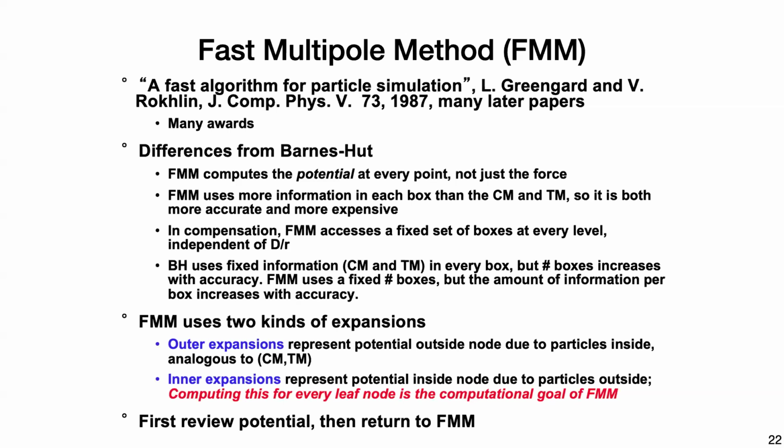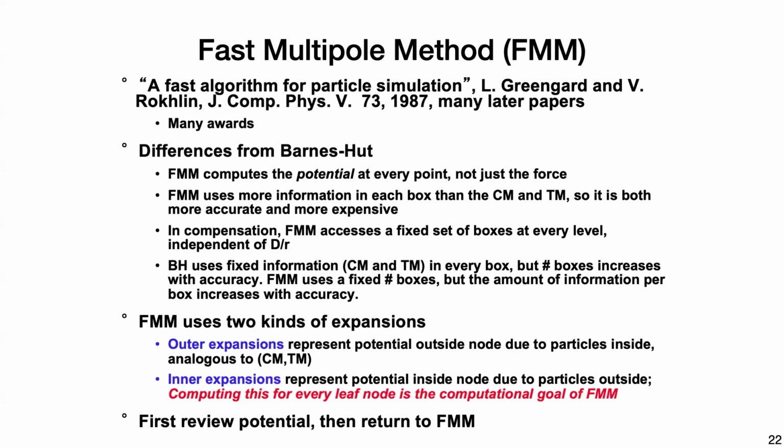Okay, so at a high level, this is the paper that it came from: A Fast Algorithm for Particle Simulation by Greengard and Rokhlin. The first one is from 1987, but there have been many follow-up papers since then. The main difference from Barnes-Hut is that in Barnes-Hut, for every level, you just compute the center of mass and the total mass. And the FMM computes the potential at every point.